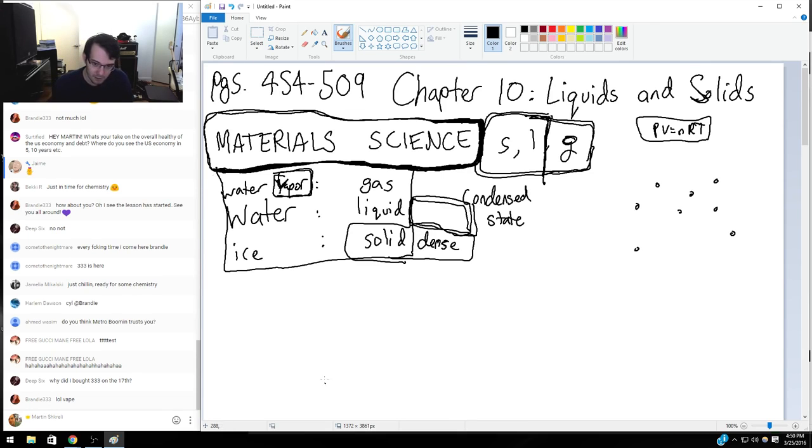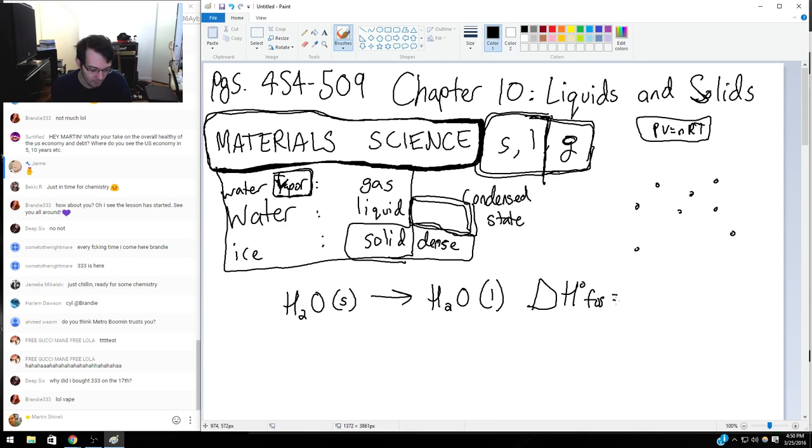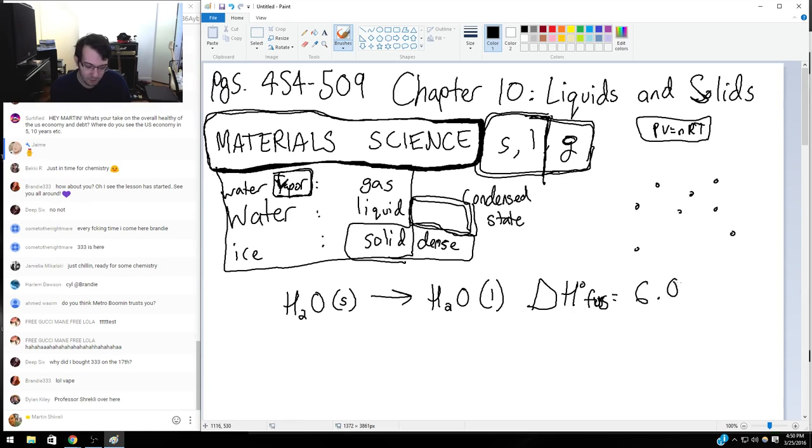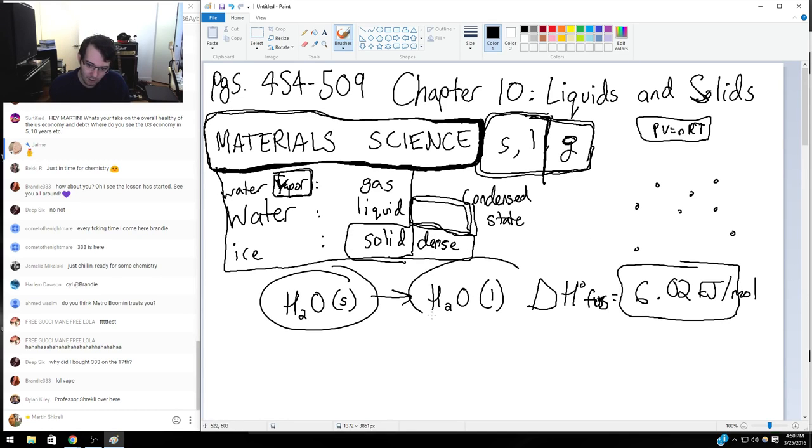So let's look at some of these interesting enthalpies that we'll have to consider. Here's something we call the heat of fusion. This is the amount of energy it takes to turn a solid to a liquid, or sometimes we call it melting. The delta heat of fusion, FUS, is 6.02 kilojoules per mole. So it takes 6.02 kilojoules for every mole to melt every mole of ice into water. That doesn't seem like a lot of energy, okay?